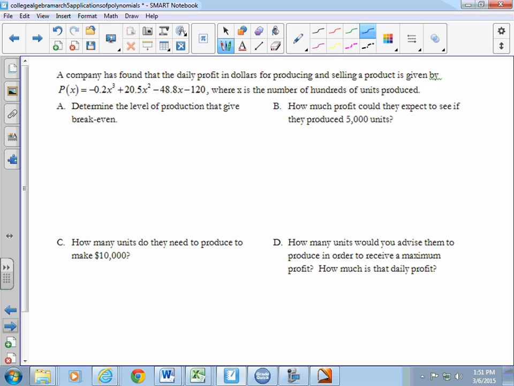So a company has found that a daily profit for producing and selling a product is given by this profit function, where x is the number of hundreds of units produced. What's the first thing I'm going to do even before I probably read the questions? Get it in my graph, get a good picture of the function. So negative 0.2x cubed.